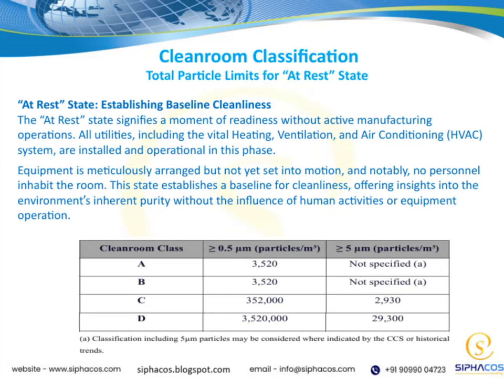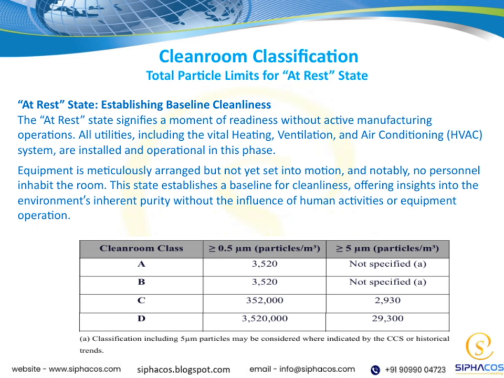Let's talk about the at-rest state, which is essentially our baseline for cleanliness. This state represents a moment where everything is ready but no active manufacturing is happening. All utilities, including the crucial heating, ventilation, and air conditioning systems, are installed and fully operational at this point. Equipment is carefully arranged, but importantly, it hasn't been set into motion yet, and there are no personnel inside the room. This setup helps us establish a clear baseline for cleanliness, giving us a snapshot of the environment's inherent purity, free from human activity or equipment operation.